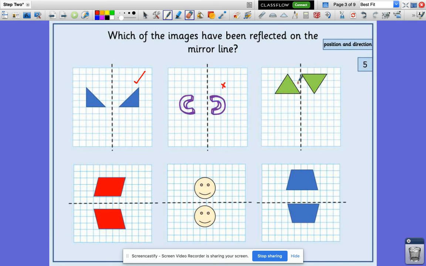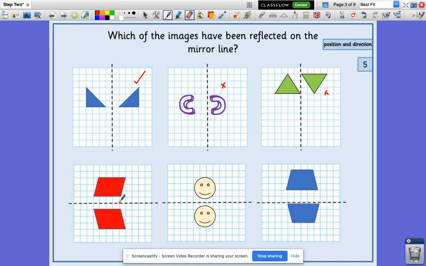How about this one? Again, you just have to look at each corner, the vertices, and have a look. If this vertex was being reflected, it would be here. If this vertex was being reflected, it's 2 away, so again, it would be here. So this is not a good reflection. That's not a reflection.